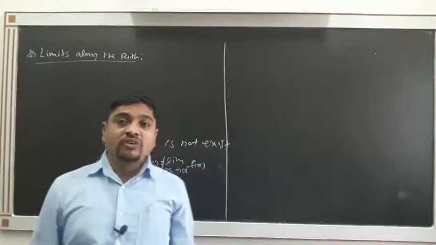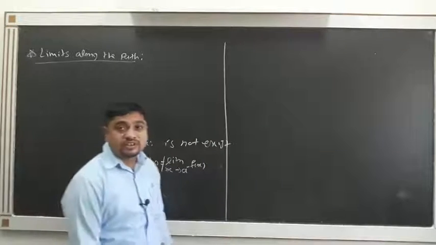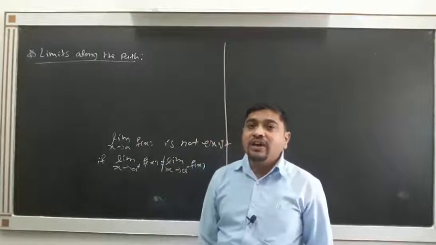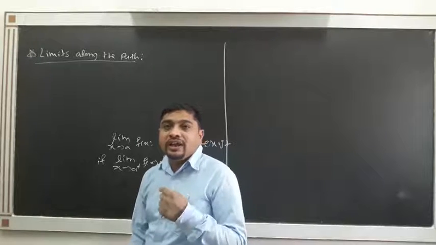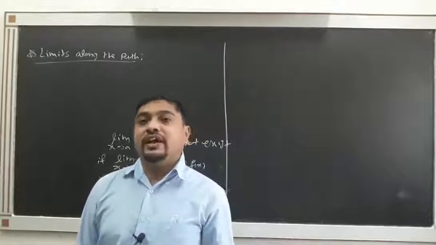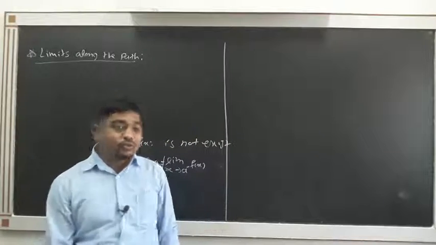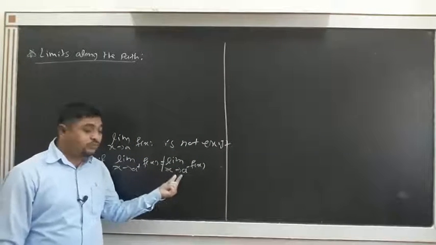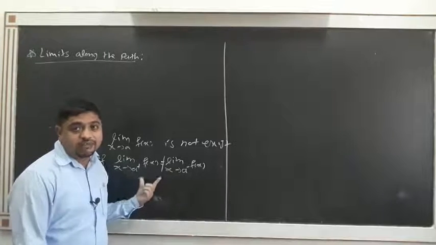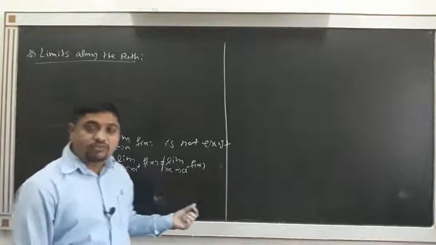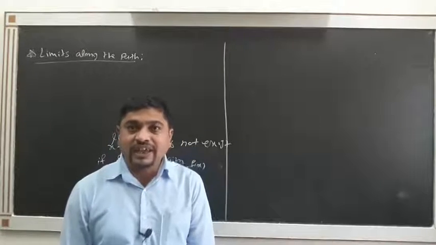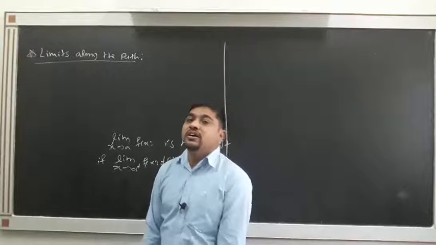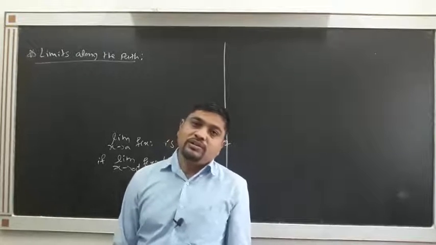Then what we see in the first, one variable function, is that there are only two approaches, left approach and right approach. As x tends to a, x approaches from the right or from the left, that is x tends to a plus and a minus. It has only two directions in the case of one variable.